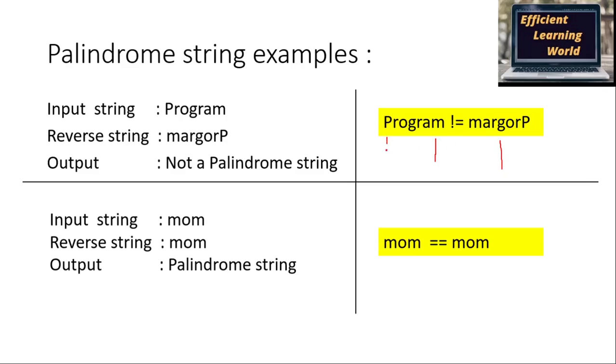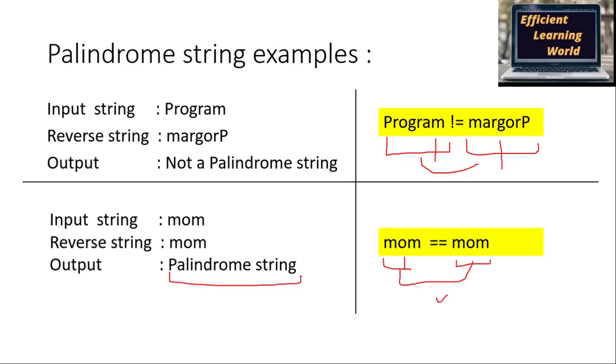You can see that this string was my input string and this string was the reverse of it, so these are not equal, so this is not a palindrome string, as mentioned above in that output. If you see this green box, you can see that my input string was mom, and after reversing this string I get the output mom also. So my input string and my reverse string are equal, so I can easily say that this is a palindrome string.